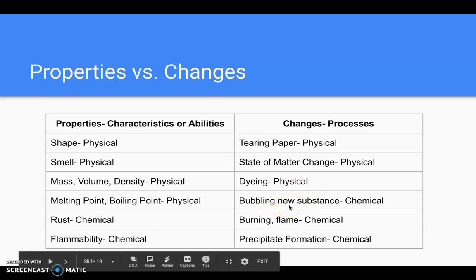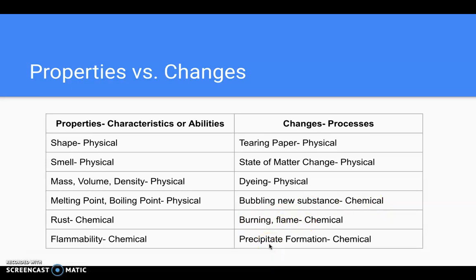Bubbling is a lot of the times an indicator of a chemical change. Burning flame as well. Also something called a precipitate, which is a new substance that's formed. We're going to delve into that a little bit next week.